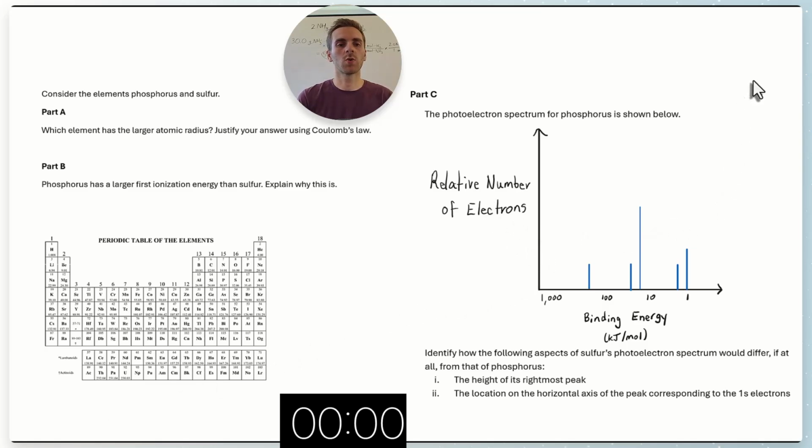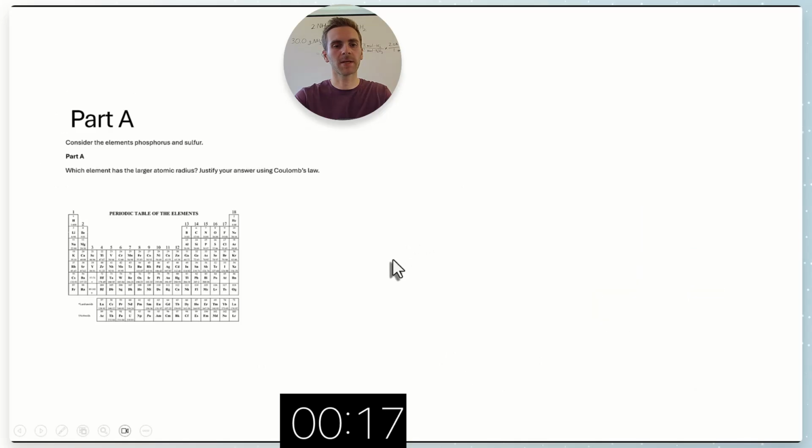So we are comparing the elements phosphorus and sulfur, which are right next to each other on the periodic table. So part A asks which element has the larger atomic radius and wants us to justify our answer using Coulomb's law.